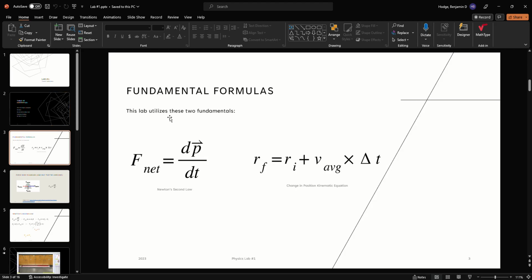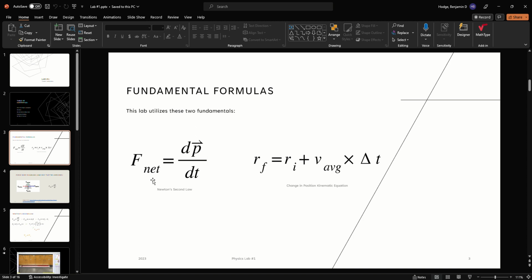So first of all, we need to understand two fundamental formulas of motion. Firstly being Newton's second law, which is probably the most important in this lab, and secondarily, the change in position kinematic equation, which is just your final position being equivalent to your initial position plus average velocity times time, which just makes sense from a logical perspective.